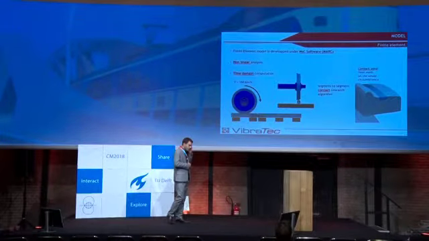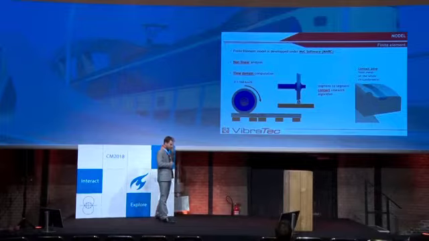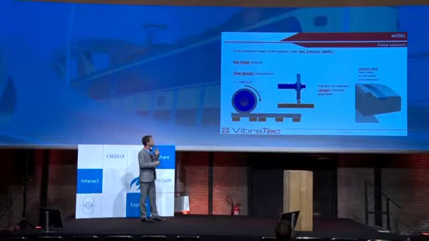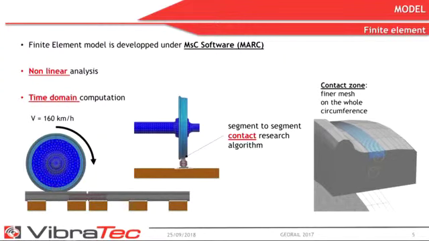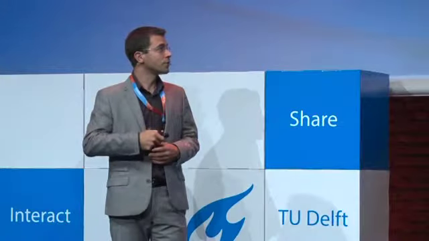Let's go through a presentation of the model. So the first one is the finite element model, so the 3D one. We use a commercial software, which is called MARC. It performs nonlinear analysis in time domain computation. We have a rolling wheel set at 160 kilometers per hour. And we use a segment-to-segment contact search algorithm, which is set up in MARC. So you can see the joints here with the bolts and the sleeper spacing as well. So we have included different sleepers in between below the rail joint.